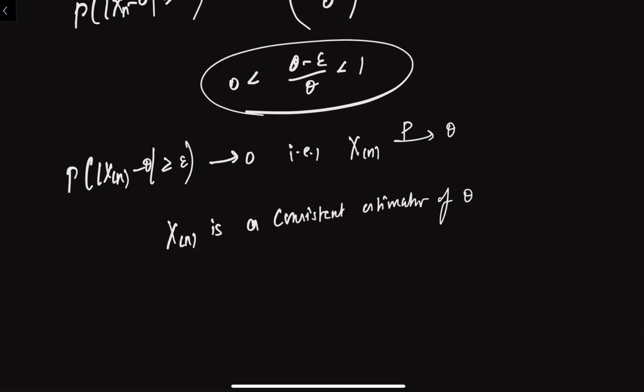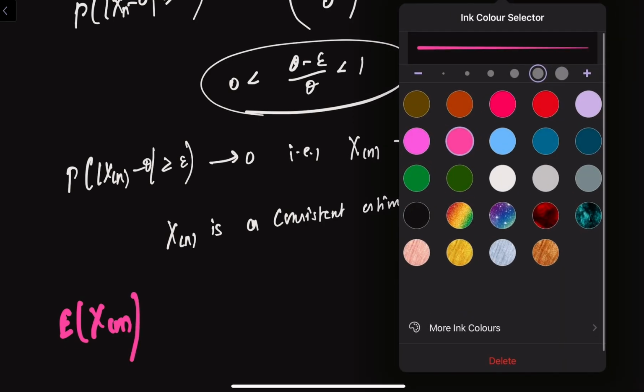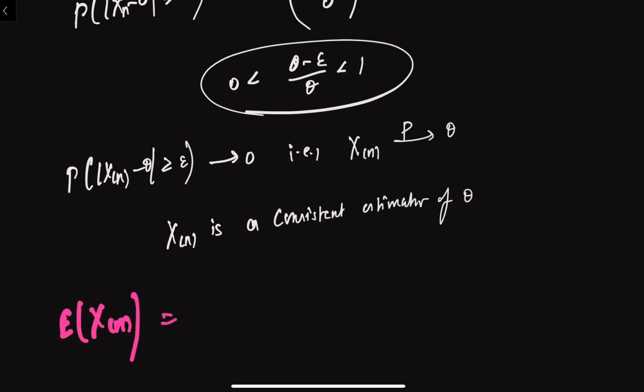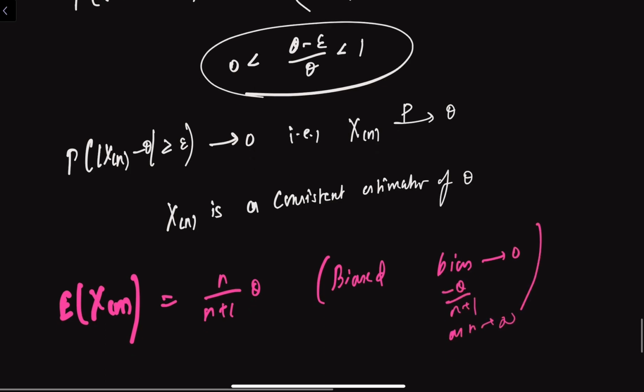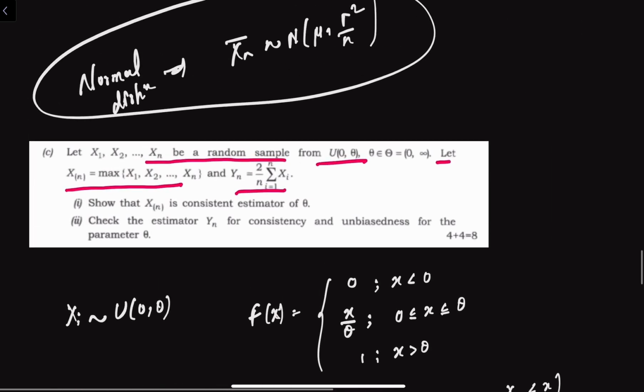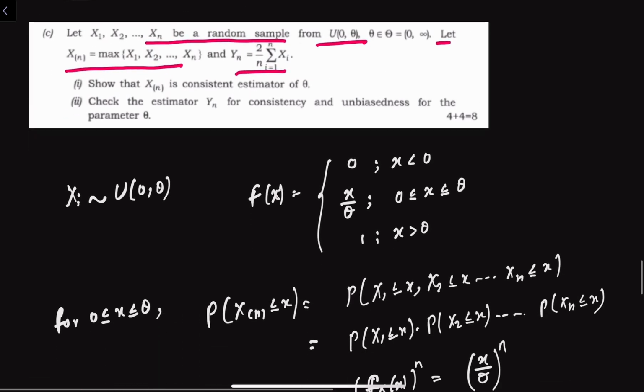In fact, we can also see that the expectation of X of n, the nth order statistic, is n by n plus 1 theta. So that means it is biased, but the bias tends to 0 as n tends to infinity. So that's about the first part. We have shown that Xn is a consistent estimator of theta.